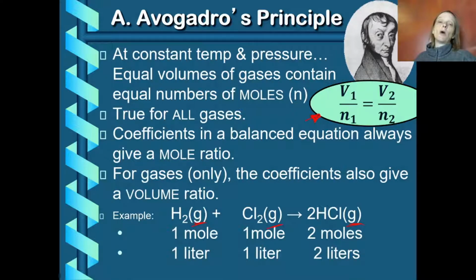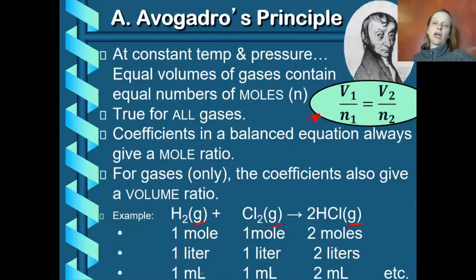So I could say that 1 liter of hydrogen gas reacts with 1 liter of chlorine gas to make 2 liters of hydrogen chloride. Or I could say 1 milliliter of hydrogen gas reacts with 1 milliliter of chlorine gas to make 2 milliliters of hydrogen chloride gas. It doesn't matter what units for volume I use, so long as I'm consistent. And you can see this consistent relationship of 1 to 1 to 2.